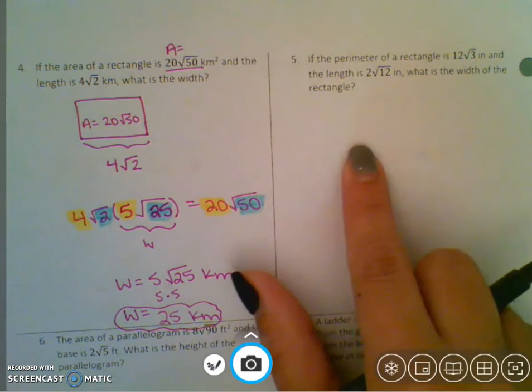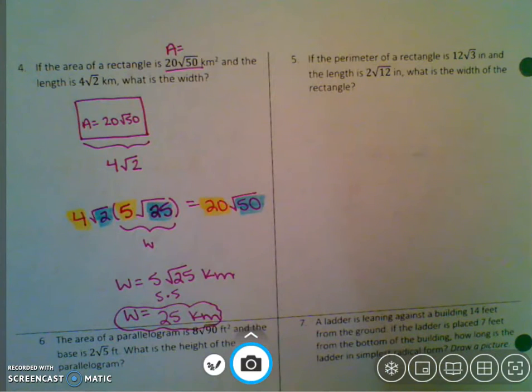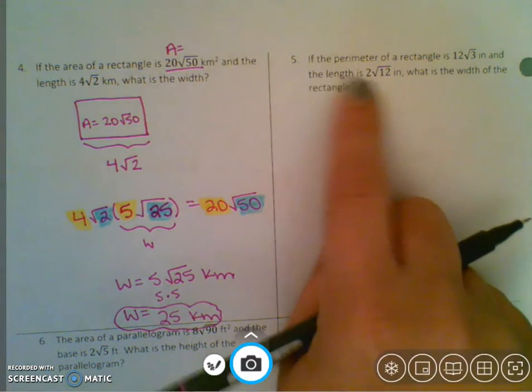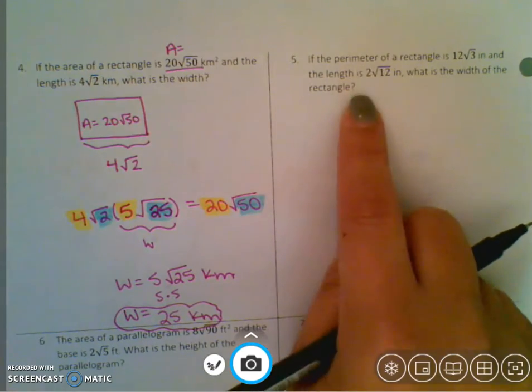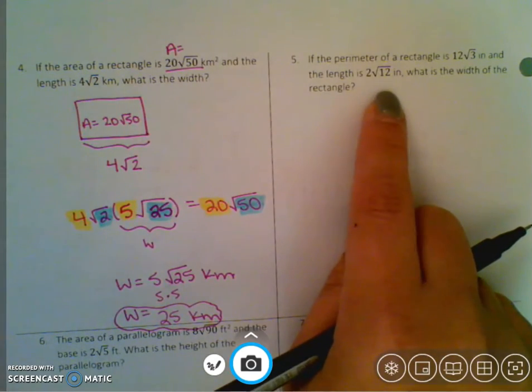All right, let's go ahead and try number 5. It says, if the perimeter of a rectangle is 12 root 3 inches and the length is 2 root 12 inches, what is the width of the rectangle? So the perimeter, so remember, perimeter is adding up all the sides, and we know that's the length.